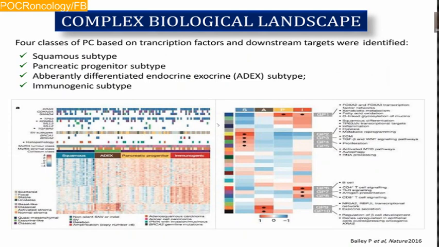In Nature 2016, based on the genetics and transcription factors, they classified pancreatic cancer into 4 types: squamous type, pancreatic progenitor type, aberrantly differentiated endocrine-exocrine subtype, and immunogenic subtype. And this is actually based on the genes and on the transcription factors. However, it is not clinically validated.